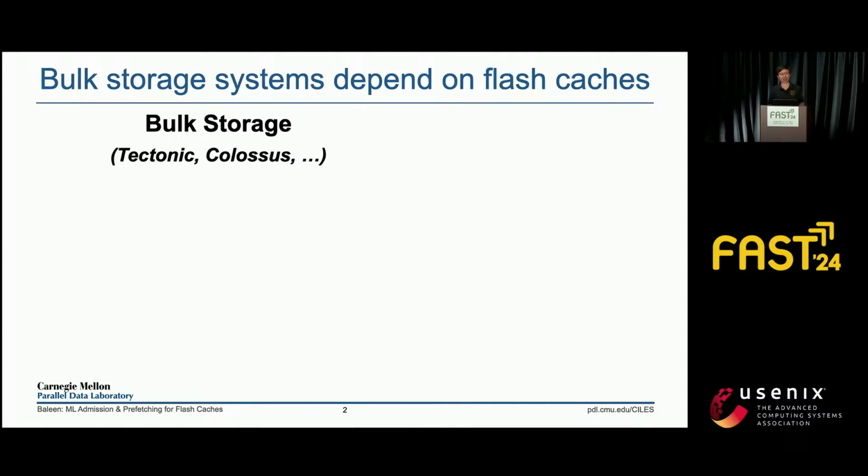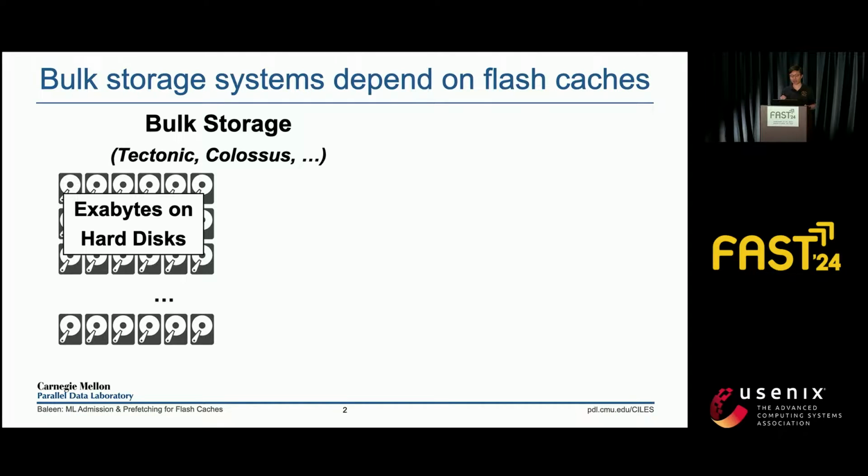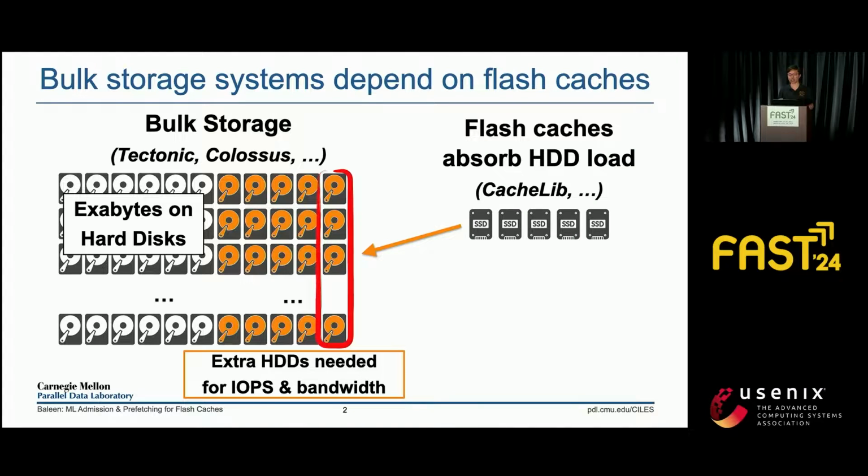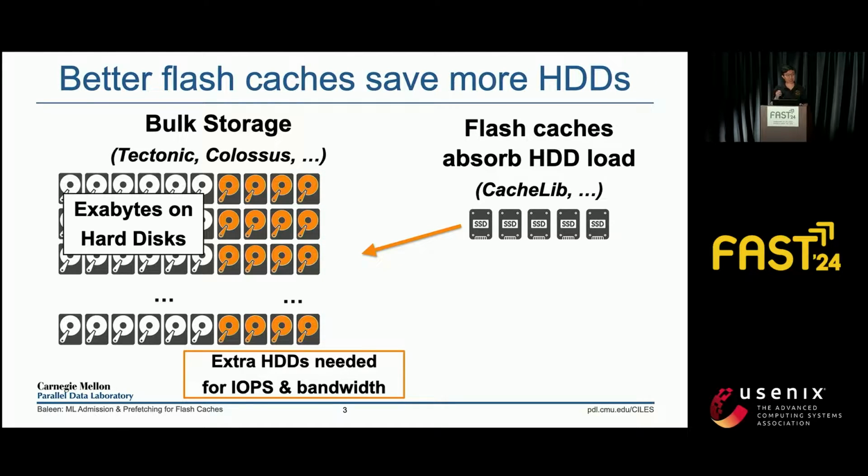To be sure we're all on the same page, I'm talking about exabyte scale bulk storage systems that fulfill most storage needs in hyperscaler data centers. To store these exabytes efficiently, you need lots of hard disks, and then you need to over-provision even more disks so that you can handle the IOPS and bandwidth of real-time demand. The key part of these systems are caches, and not just DRAM caches, but huge flash caches that soak up all this backend load. Reducing load means fewer hard disks that you need to over-provision. So when you can improve these flash caching policies, you can save even more hard disks and reduce costs further.